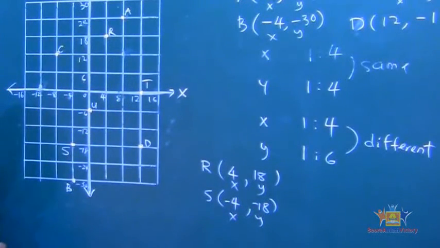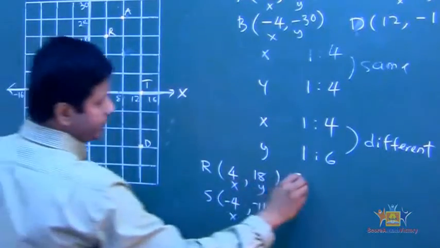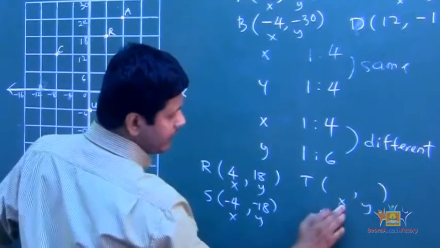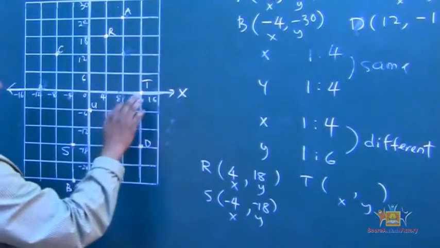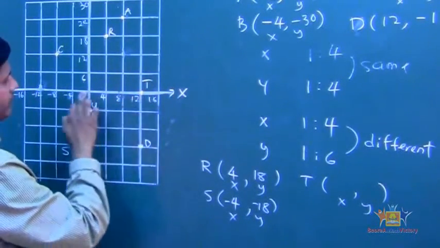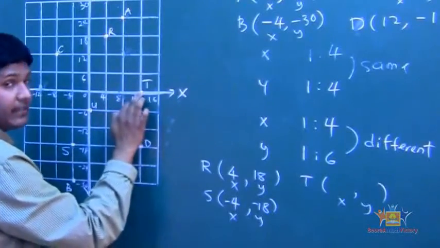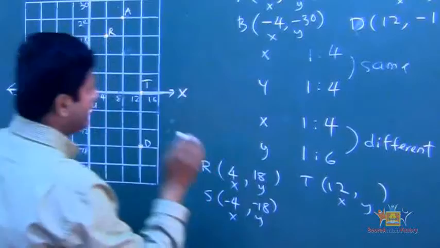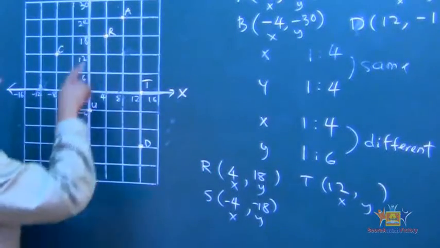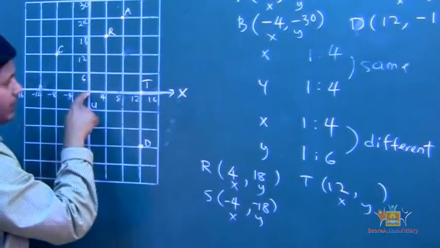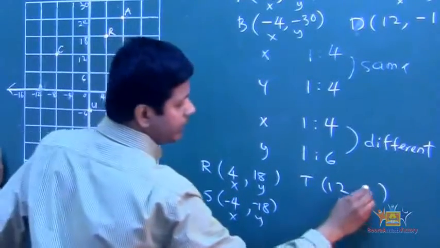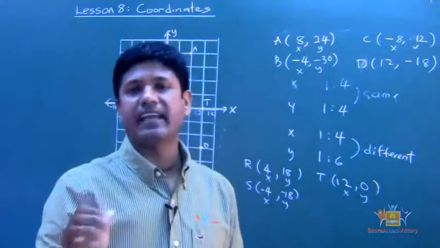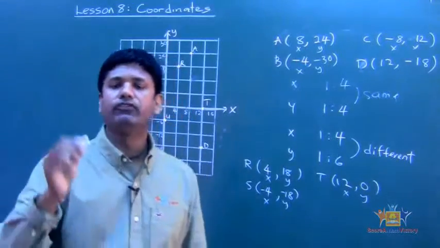Now let's look for T. Okay, so let's put T again, comma, and then x and y. We want to start with x first. So T is on, where is it? This is the x-axis, right on top of the x-axis. All right, that means 12, and it's right on top of the x-axis. That means y is 0. So keep in mind, if a point is on top of the x-axis, the y is 0.